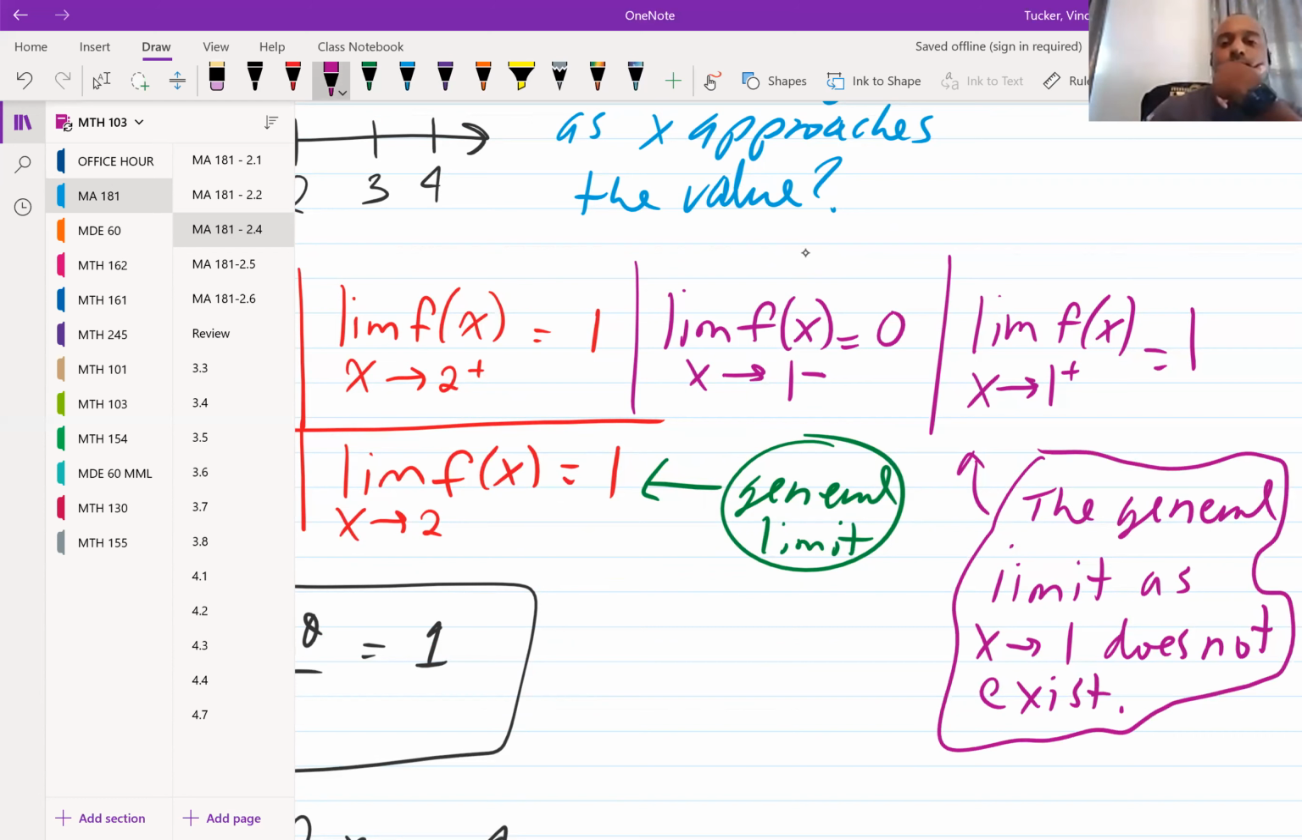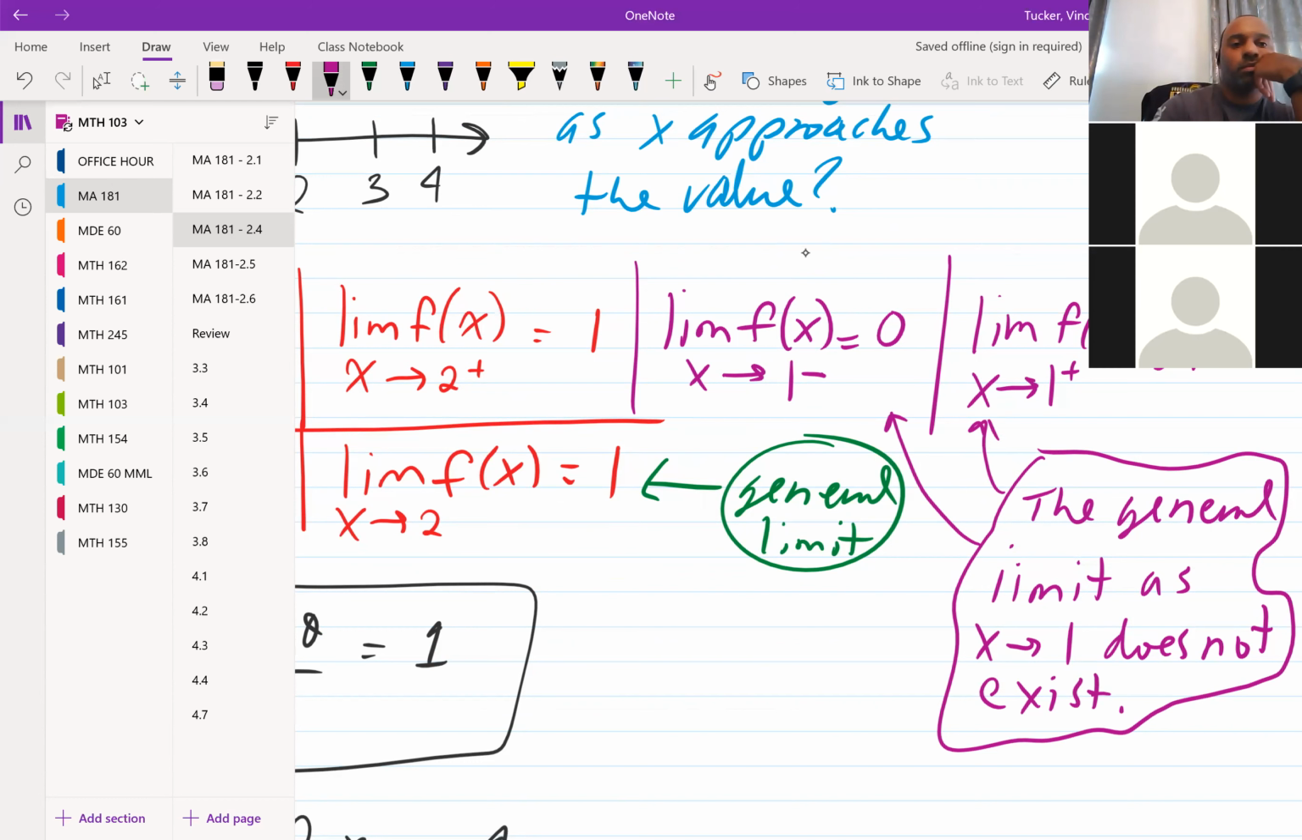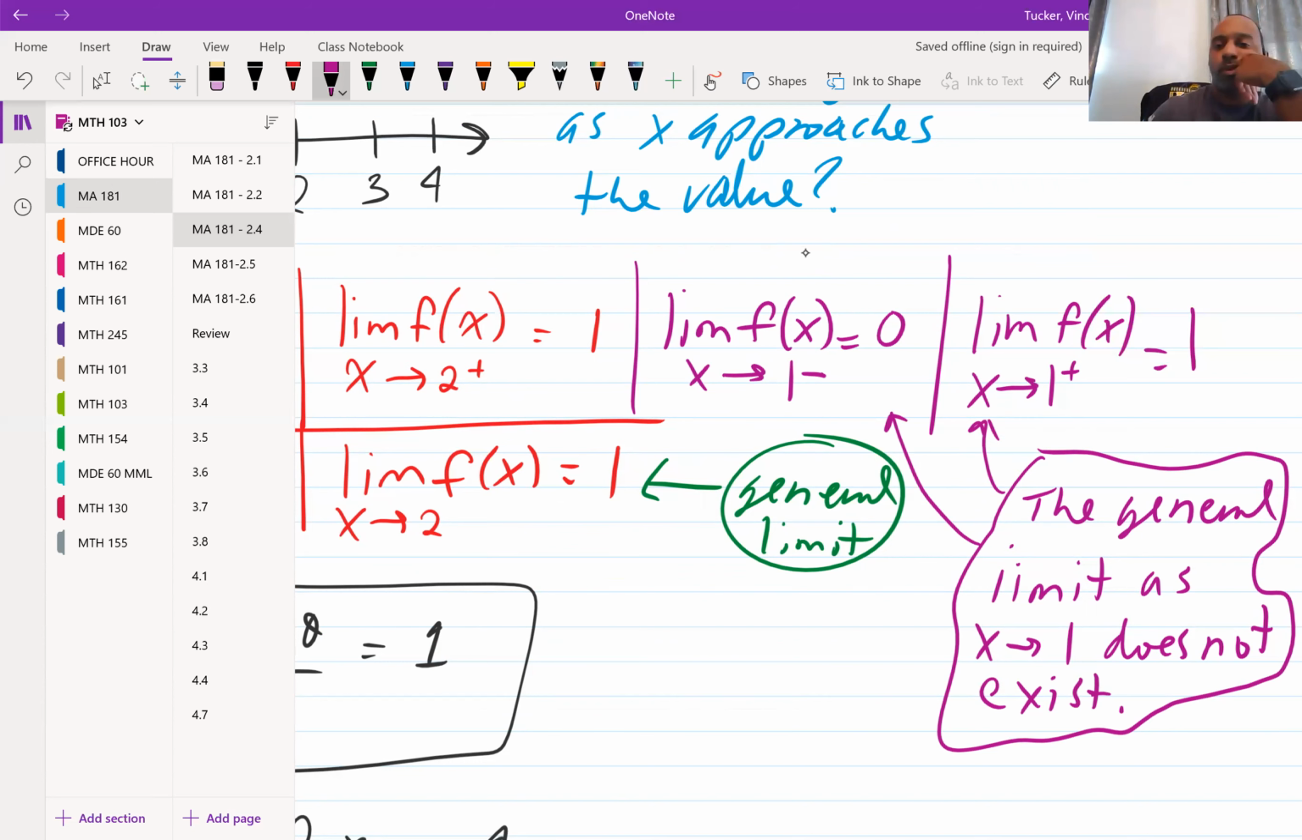All right. So because they're going to 2 different points, that means the general limit as x goes to 1 does not exist. All right. Can I scroll up? Everybody good?